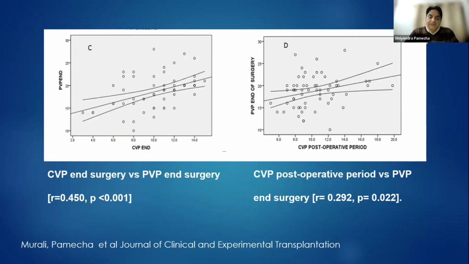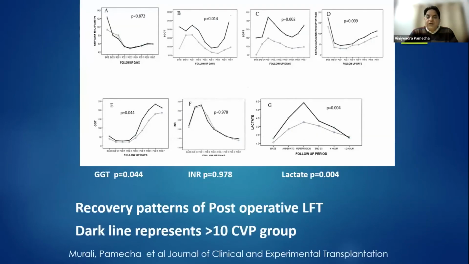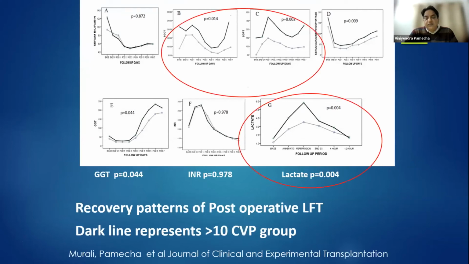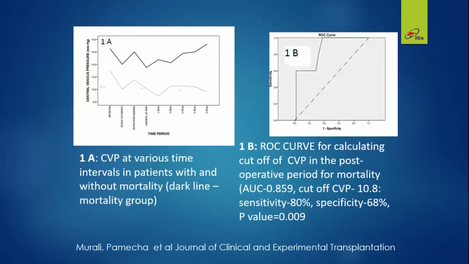So a high CVP will actually correlate with the portal pressure after the reperfusion once the graft has gone in. And this will lead to higher AST, ALT and high lactate values as well. And this will translate into higher development of early graft dysfunction. So you need to keep a very close eye on your fluid balances, and should not overload the patient. The cutoff for the CVP is around 10. So you should not let your CVP go above 10.